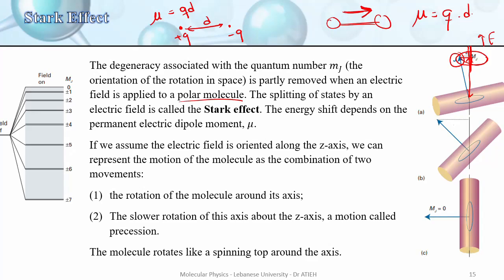So, in the presence of an electric field along the z-axis, the molecule rotates around its axis, and this axis rotates around the z-axis in a motion called precessional motion.